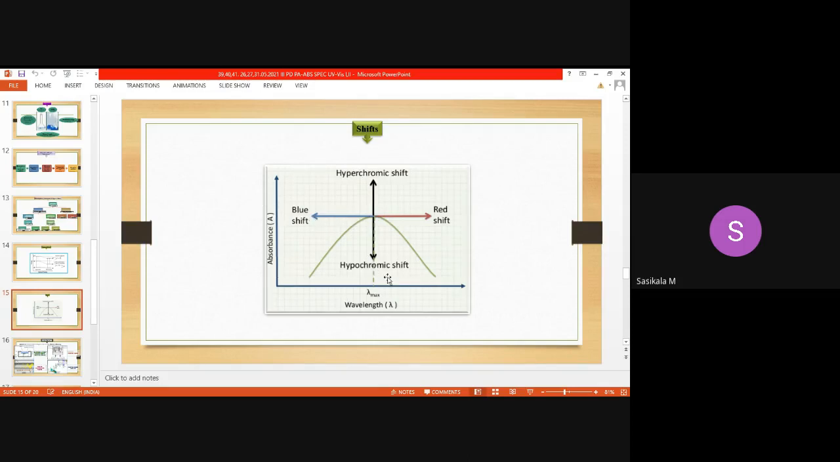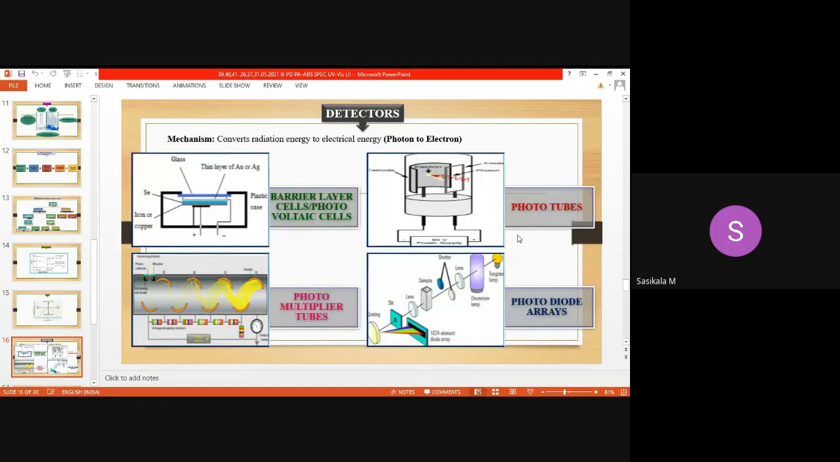Taking the wavelength on the x-axis and absorbance on the y-axis, this is how the spectrum will appear: a bell-shaped symmetric curve, like a Gaussian distribution curve, which we get through UV visible analysis. Now let's move on to the next part, detectors.